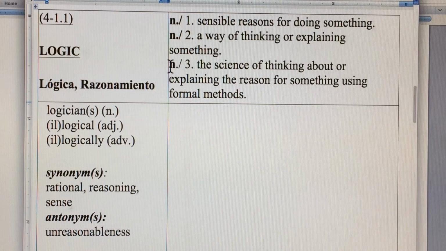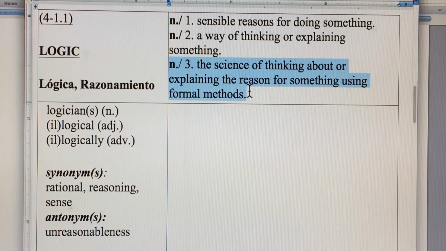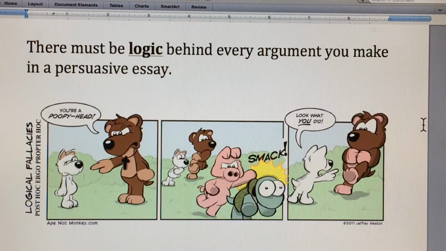Let's look at the third definition before going to the second one because it relates to the same picture. The third definition is the science of thinking about or explaining the reason for something using formal methods. So logic is also a science of thinking. I mean, it's something you can study and learn better. And in fact, you're going to be doing that in English 4, and some in English 3 as well.